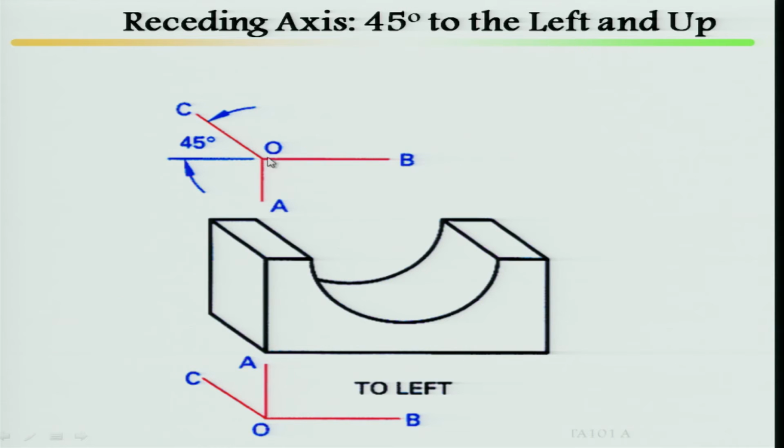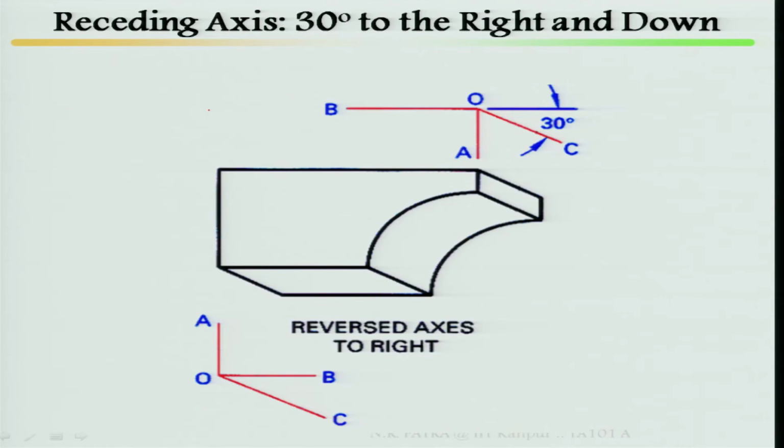So, here 45 degree to the left and up means, with a normal axis it is up. 30 degree to the right and down. Remember these notations in the exam, this will be given: 30 degree to the right and down. 30 degree to the right from here, in this direction, right and down. Down means down to your normal axis. This way it will be given.